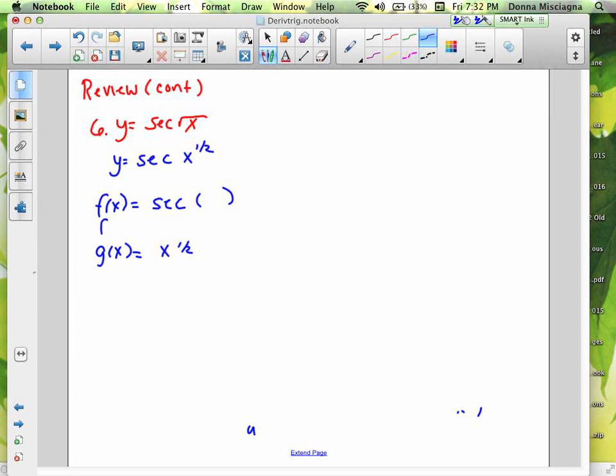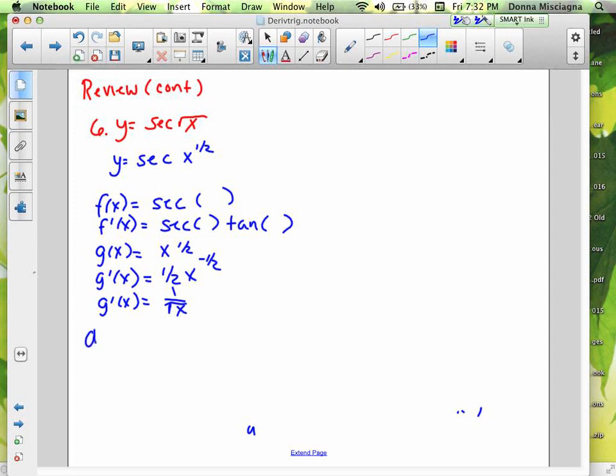And so the derivative of secant blop is secant blop tangent blop. And the derivative of x to the 1/2 is just the power rule. 1/2 x, subtract 1 from your exponent, negative 1/2. And I'm going to simplify that and make that 1 over the square root of x. That looks a little nicer.